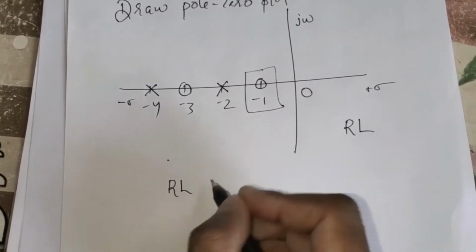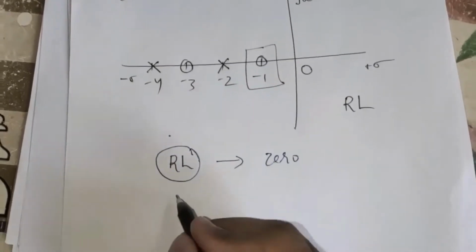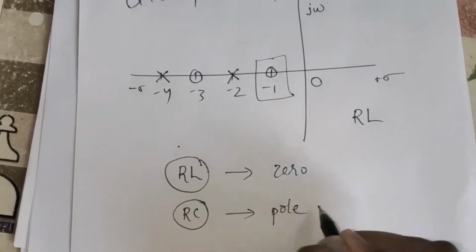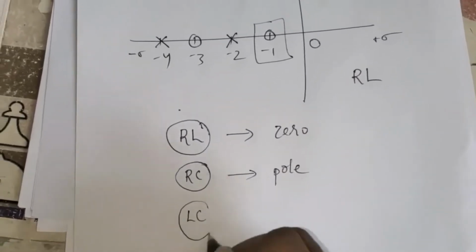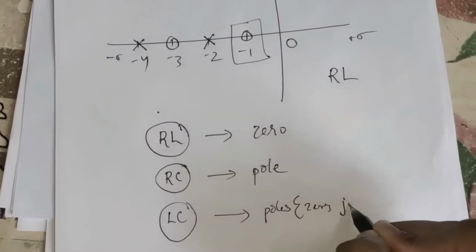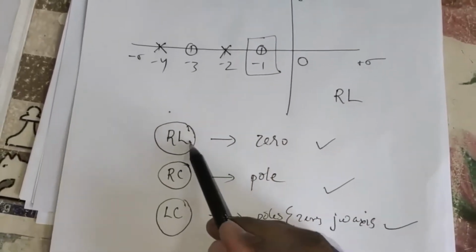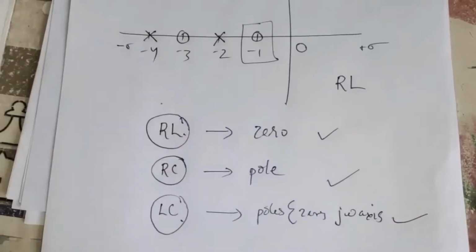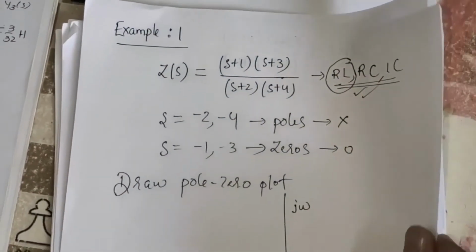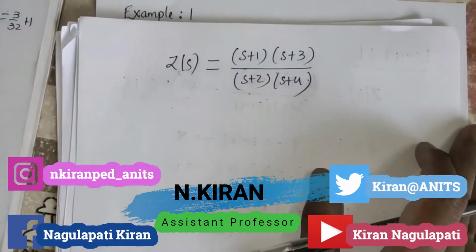So the given function belongs to an RL function if you have a 0 near the origin. The given function belongs to an RC function if we have a pole near the origin, and it belongs to an LC function if all the poles and zeros lie only on the j omega axis. In this way we can identify whether the given function is an RL, RC, or LC function. Now we know that the given function belongs to an RL function, so we shall proceed with how to synthesize the given impedance function in all 4 methods.